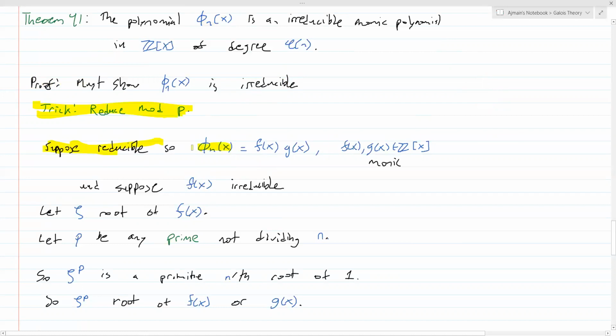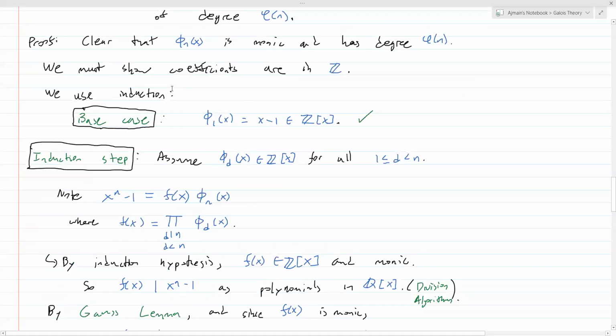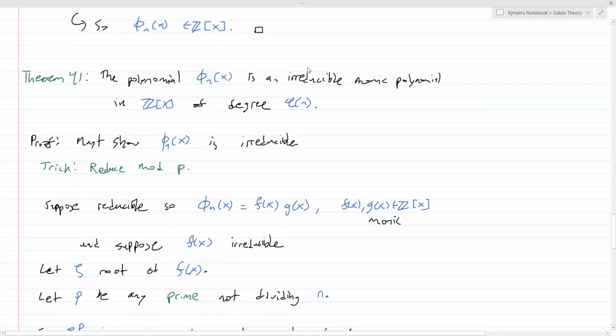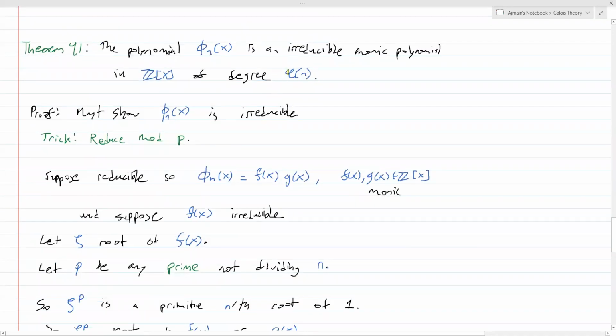So suppose that the nth cyclotomic polynomial is reducible. So it's a product of two polynomials which are monic with integer coefficients. We already know that this polynomial has integer coefficients. That's the reason why we proved this lemma showing that phi n has integer coefficients, so that we can use it in this proof to show that it's irreducible, with the mod p trick. Once you have integer coefficients, you can reduce mod p.